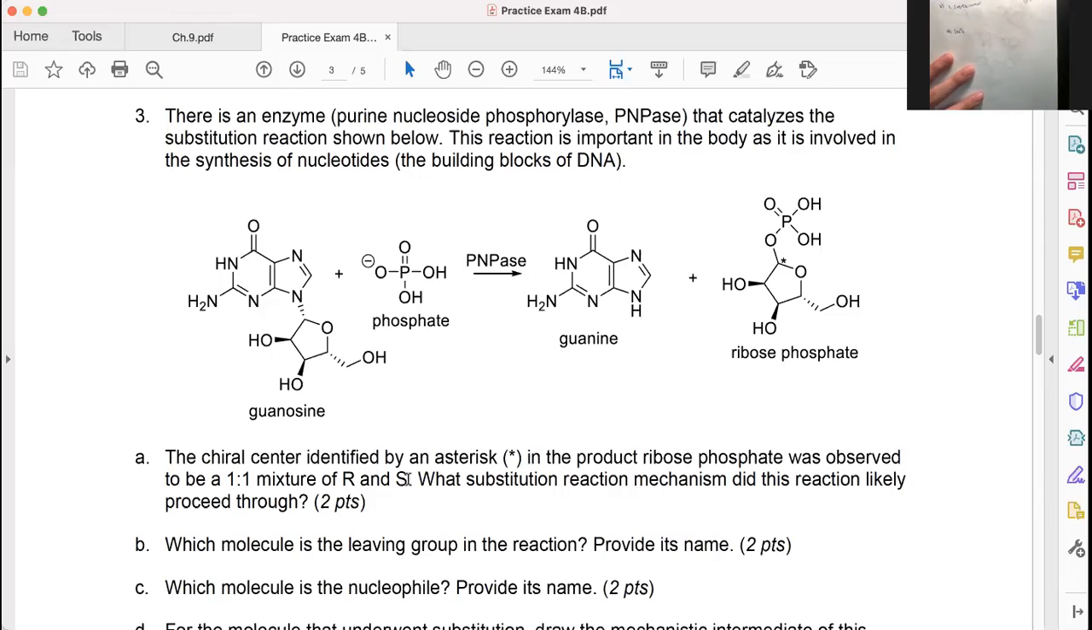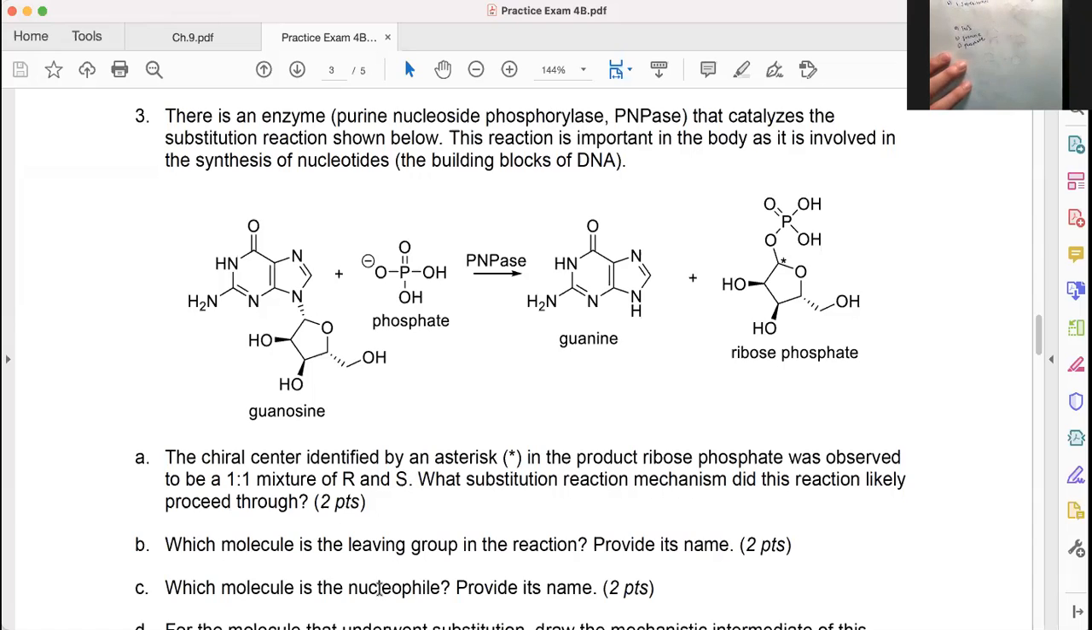Awesome. Okay. B, which molecule is the leaving group on this reaction? Well, we kind of just proved that. That was guanine. Guanine was the leaving group. Okay. C, which molecule is the nucleophile? Well, the phosphate is what's coming in and replacing, and it's called nucleophilic substitution. So the phosphate is clearly the main nucleophile.